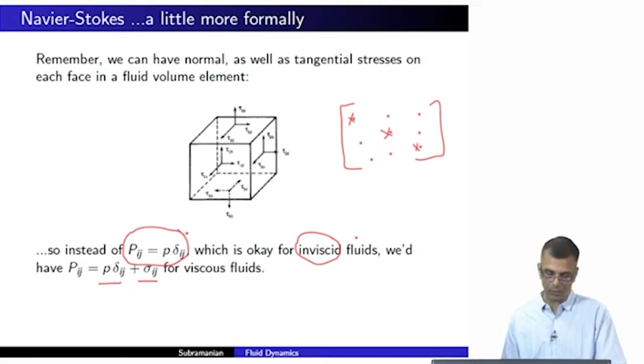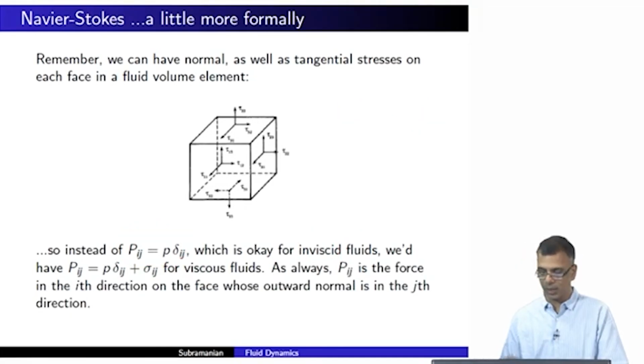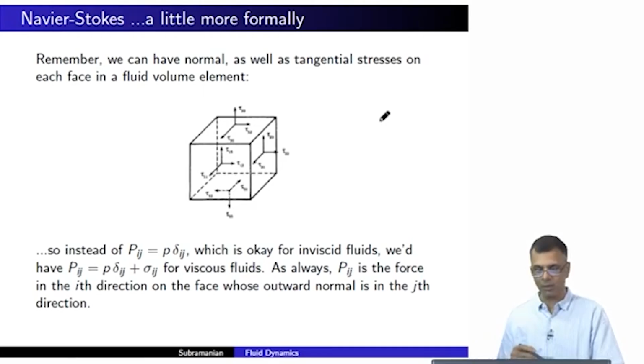As always, P_ij is a force in the ith direction, i can be x, y, or z, on the face whose outward normal is in the jth direction. Again, j can be x, y, or z. If it so happens that j is equal to i, you have p_xx or p_yy or p_zz. If not, you have the shear stresses. So when i is equal to j, you get the diagonal elements of the pressure tensor. If not, you have the off-diagonal elements. We've said this before, and what we're now saying is no different from that.